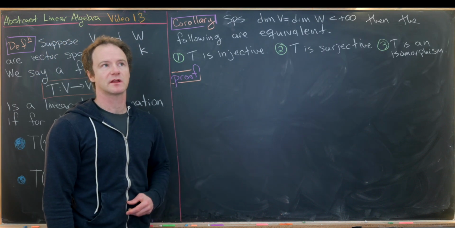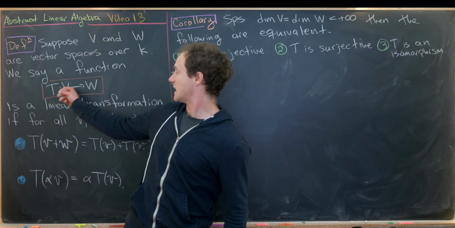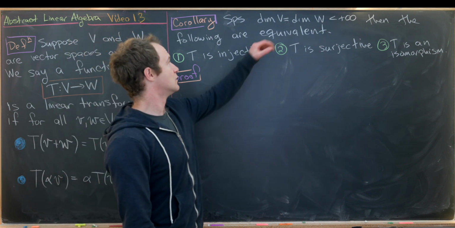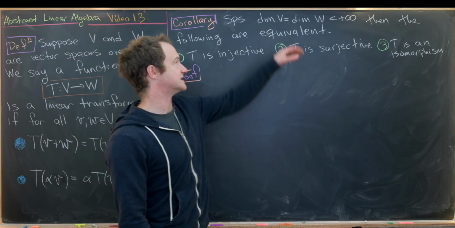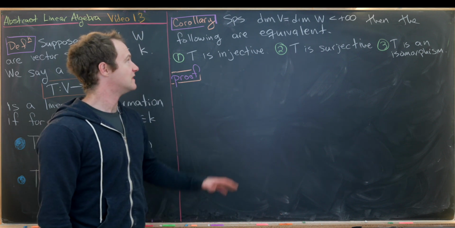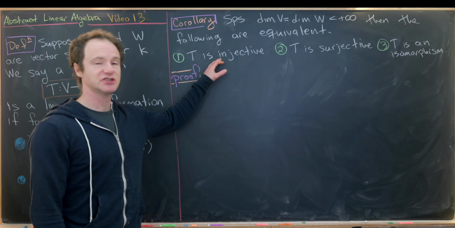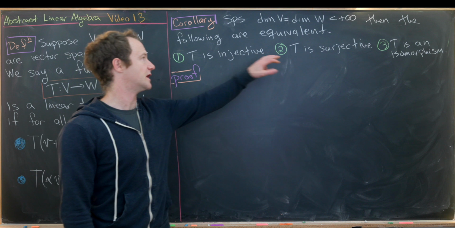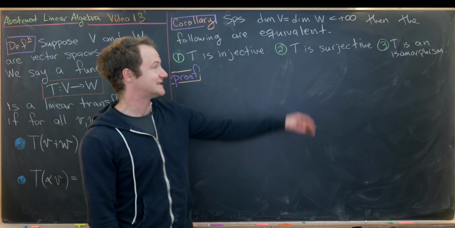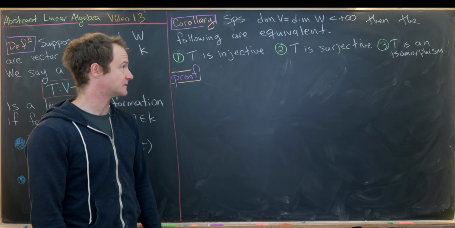So here's a nice corollary following from that theorem in the special case that the domain and the codomain have the same dimension. So that's our setup. We want to suppose that the dimension of V is equal to the dimension of W, and they're both finite. Then the following three statements are equivalent. T is injective, in other words, one-to-one. T is surjective, in other words, onto. And T is an isomorphism, or a bijective linear transformation.